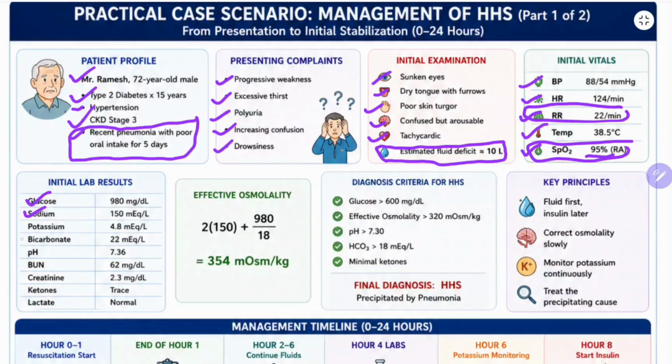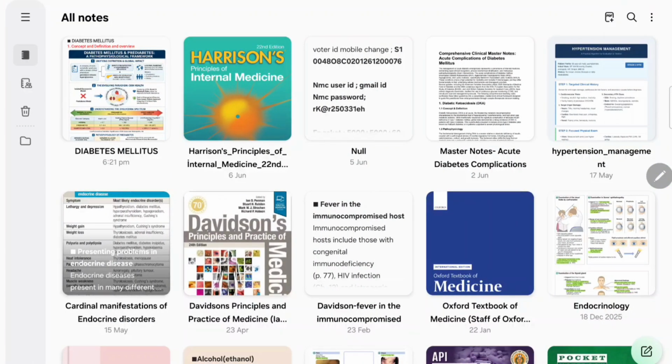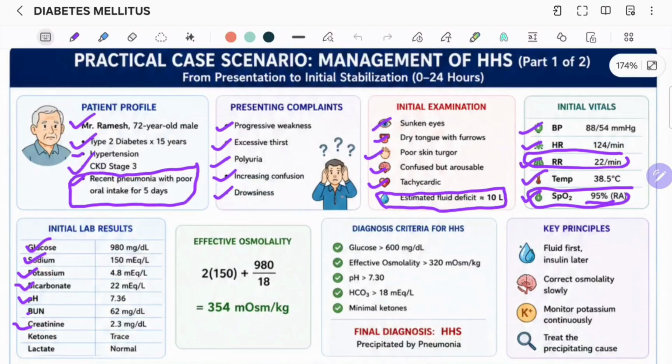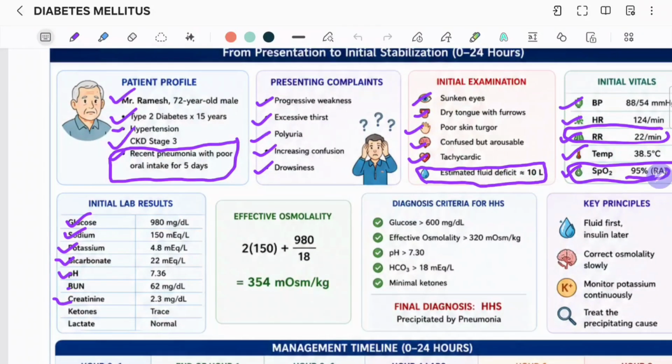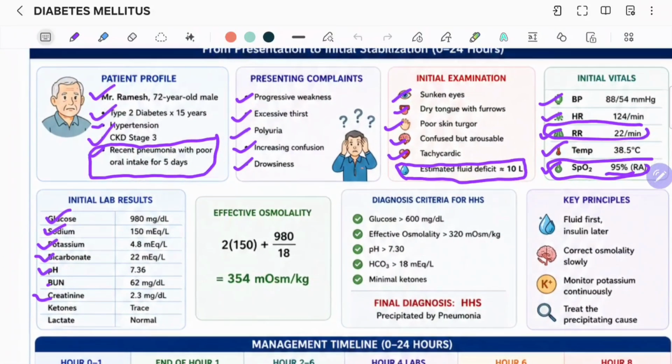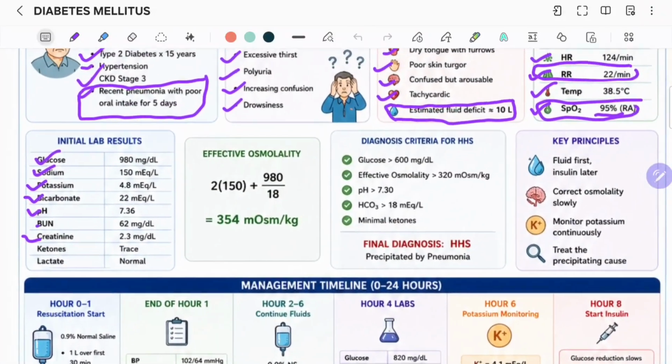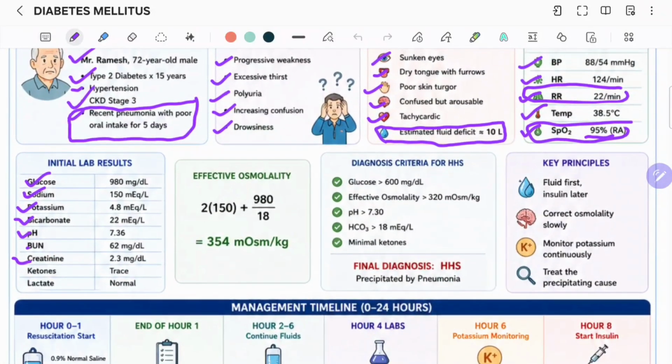So it is very much elevated in HHS. Sodium is 150 milliequivalent per liter. Potassium is 4.8. Okay, it is normal. Sodium is elevated. Okay. Bicarbonate is 22 milliequivalent per liter. Bicarbonate is not decreased. Okay. pH is 7.36, normal. There is no acidosis. BUN is 62 milligram per deciliter, raised. Creatinine is 2.3, raised. Ketone bodies are trace. That means there is minimal ketonemia. Okay. Lactate is normal, meaning there is no acidosis. Sorry, very much sorry. There is no acidosis.